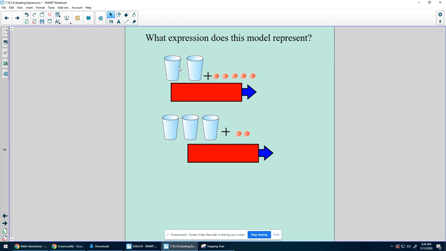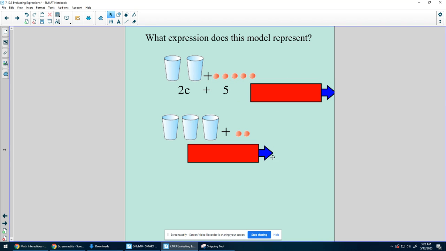All right, so what expression does this model represent? Well, if cups represent a variable, how many variables? Let's just say C. We have 2C plus 1, 2, 3, 4, 5. And that is our expression. So this one would be 3C plus 2.